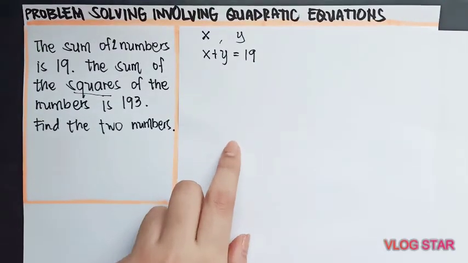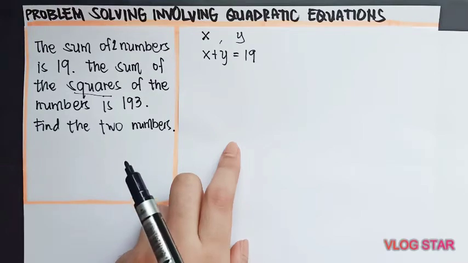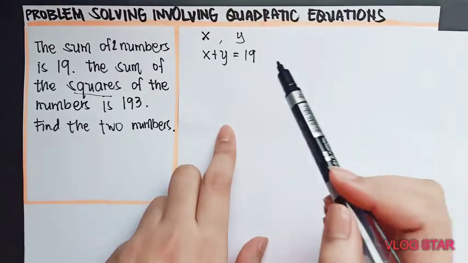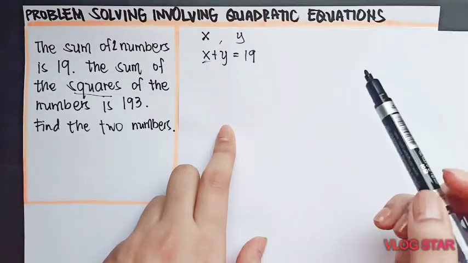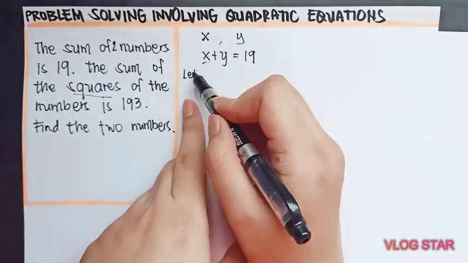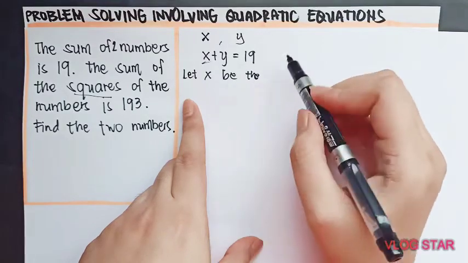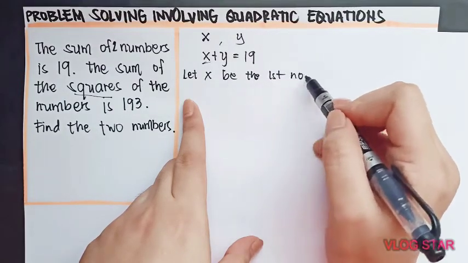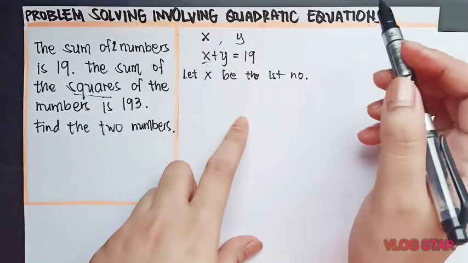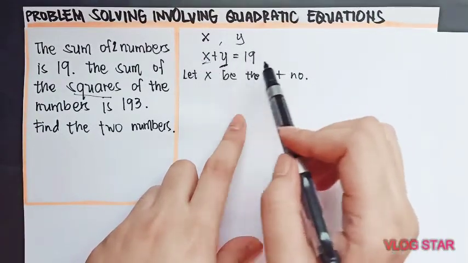But let us try to answer this problem using just one variable. So let's try to use x. So let x be the first number. So how should we represent the second number? If y is the second number, let us try to solve this in terms of y.